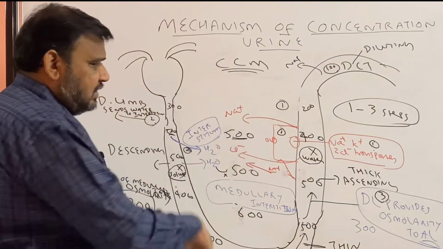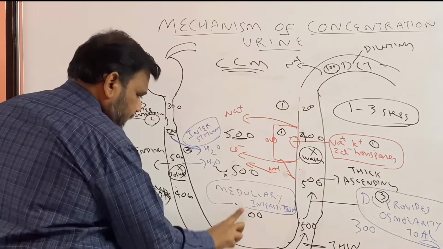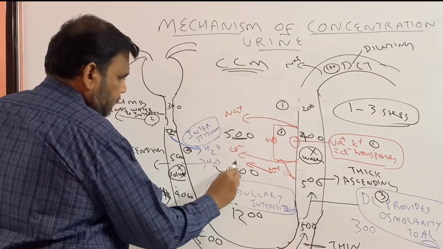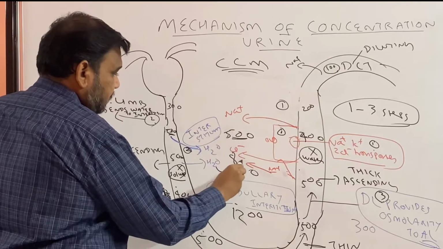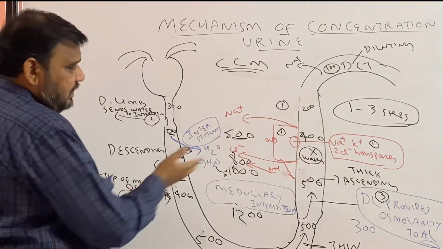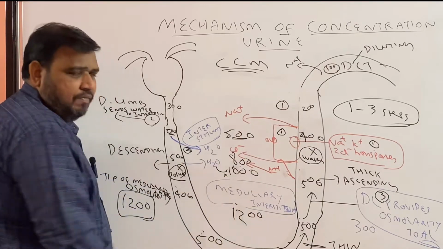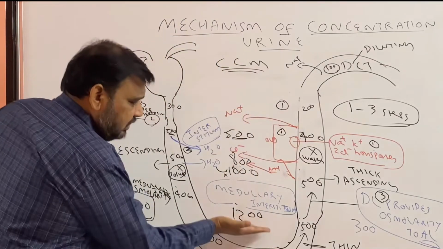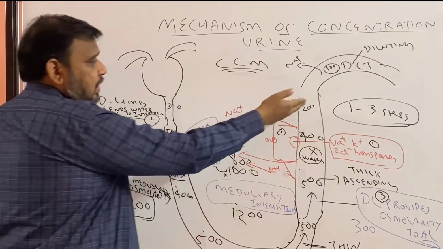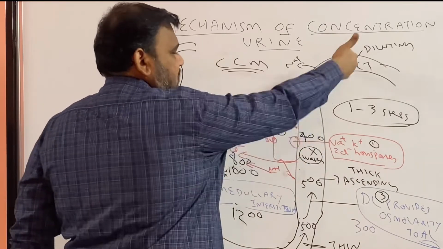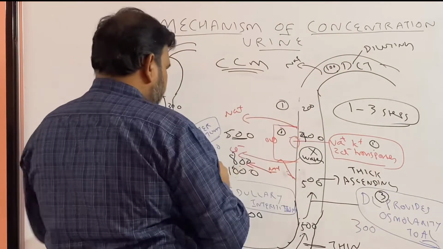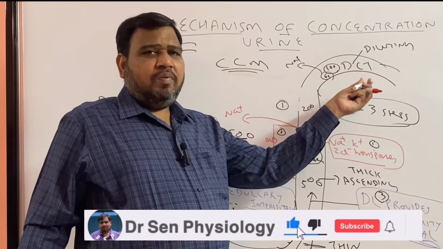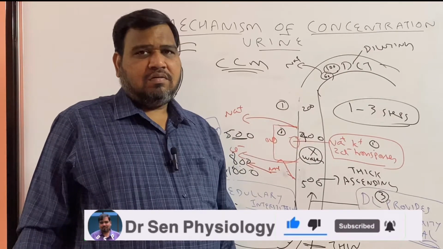So this process keeps on going until I get 1200. Here it may be 800, 500. So you can see that the osmolarity gradually increases up to the tip of the medulla. Usually at the tip of the medulla the osmolarity will be more because it is closer to the medulla. And here the osmolarity will be less because this has crossed the loop of Henle. Here it can even come to 60. That's why the distal convoluted tubule is called the diluting segment of the nephron.